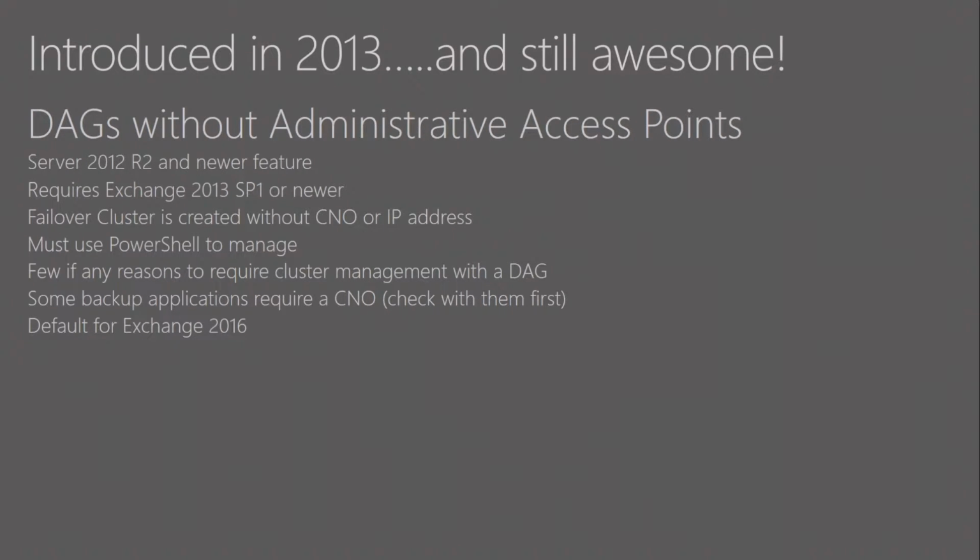The only call out I've heard is some backup vendors require that when it's backing up a DAG, it requires you to have a CNO. So just check with your backup vendors first if you're using that kind of solution. But again, this is enabled by default in Exchange 2016. So if you just say new database availability group, there's nothing special you have to do. It'll utilize this by default. So I use this with all my DAGs.